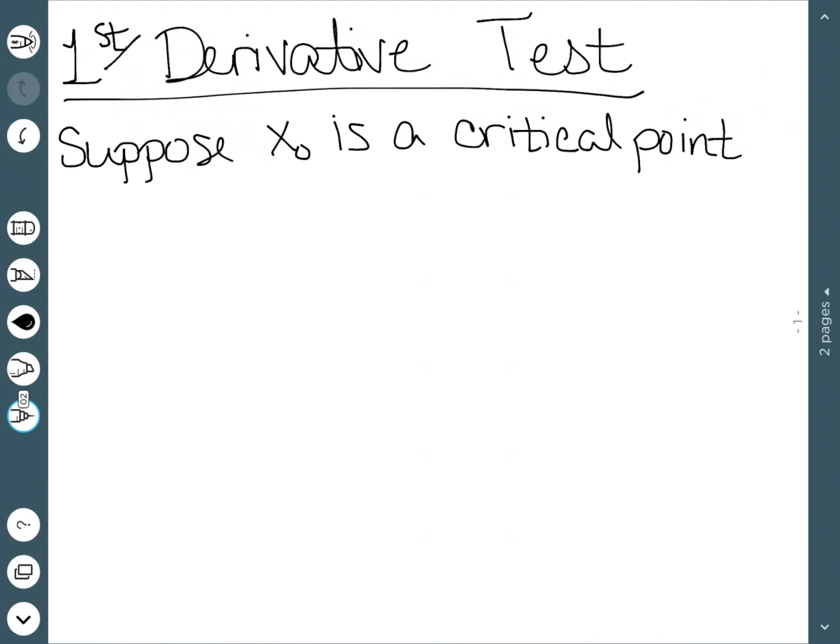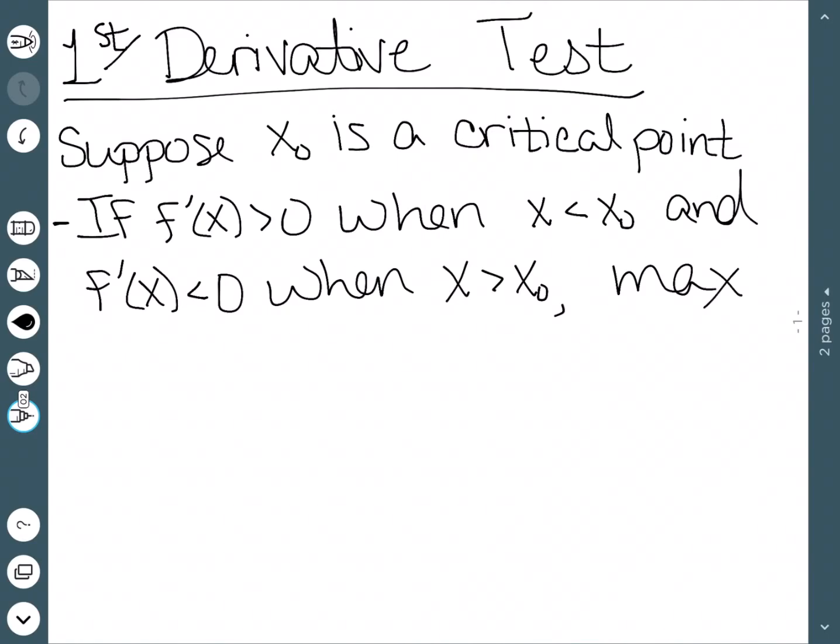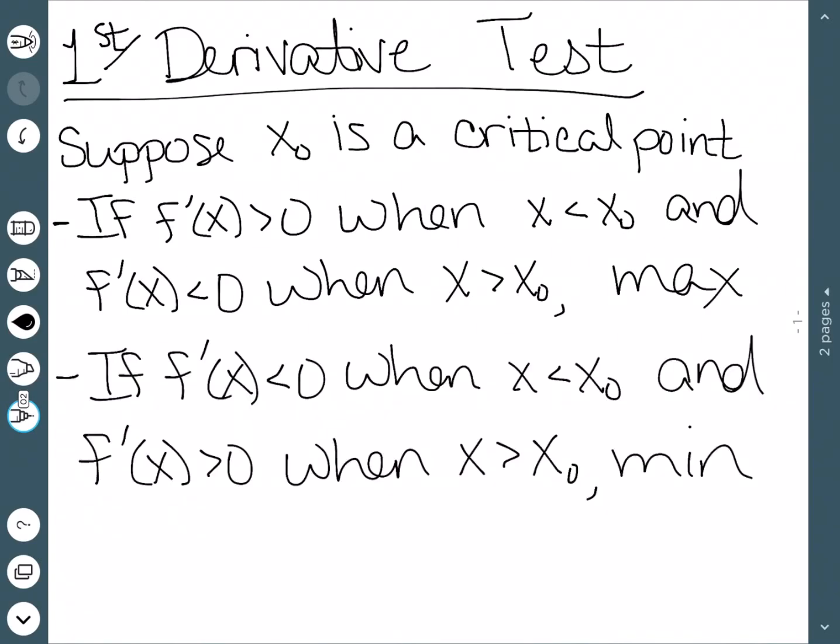In our first derivative test, we're going to start by assuming that f of x0 is a critical point of our function. So the derivative either is 0 or it doesn't exist at that point. So now what does the first derivative test tell us? The first part tells us that if the first derivative is positive when x is less than our critical point and negative when x is bigger than our critical point, then we have a maximum value. Similarly, if our first derivative is negative when x is less than x0 and positive when x is greater than x0, we have a minimum.